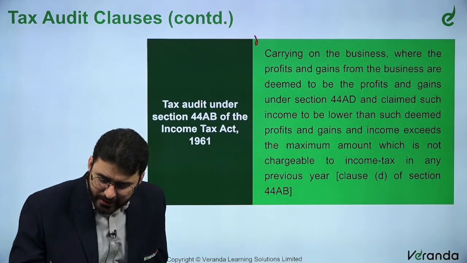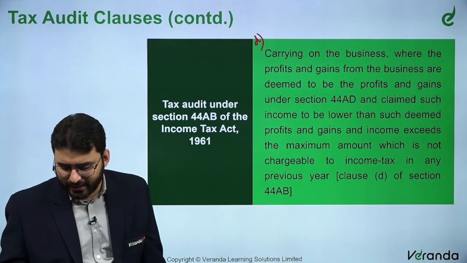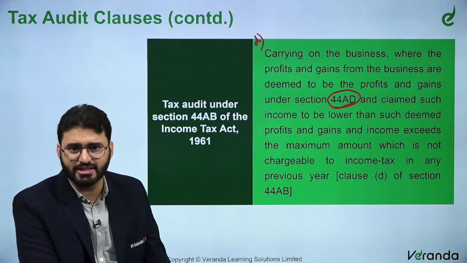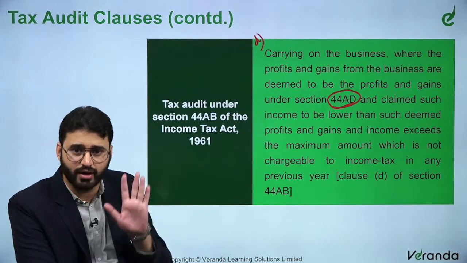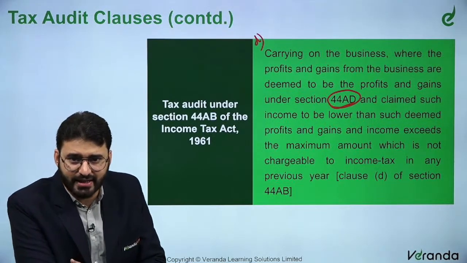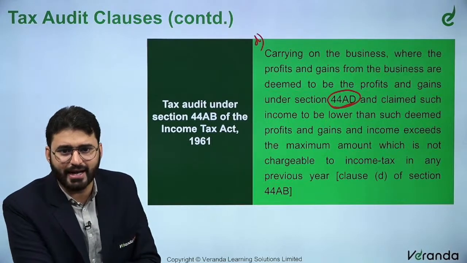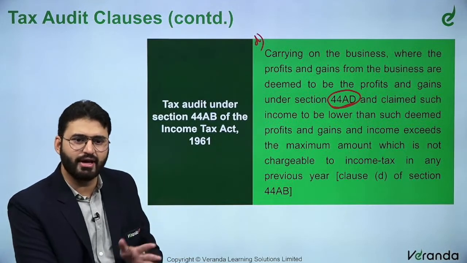Clause D is for all the other assessees carrying on business who are claiming under 44AD of the Income Tax Act, where the profits and gains from business are deemed to be profits and gains under section 44AD, and who claimed such income to be lower than such deemed profits and gains, and the income exceeds the maximum amount which is not chargeable to income tax in the previous year. Now there's some relief over here. What I explained in clause C will hold good.